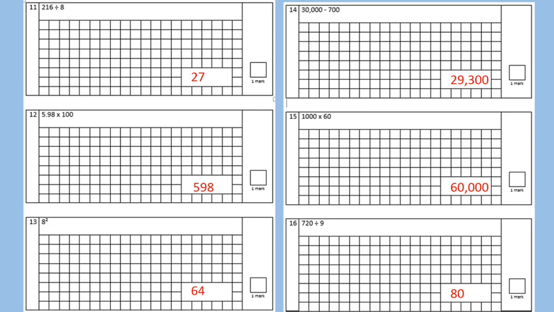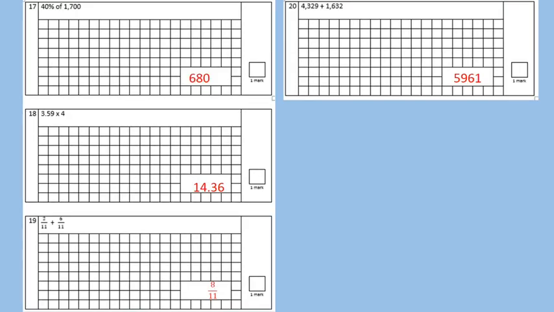40% of 1,700. Okay, so for this one, I would have used what I already knew about the number. So obviously 100% is going to be 1,700. 10% of that number is going to be 170. And then because I know 10%, I can just multiply that number by 4, which would give me 40%, which is 680.